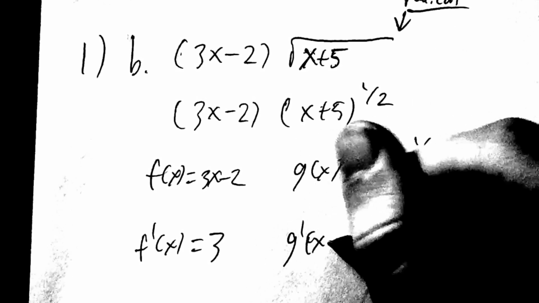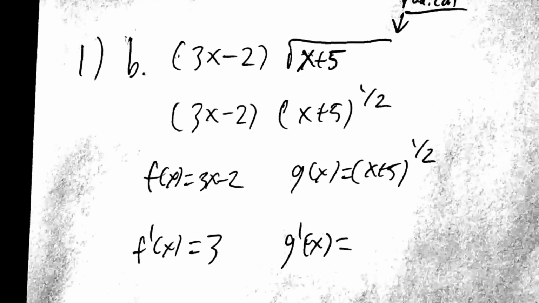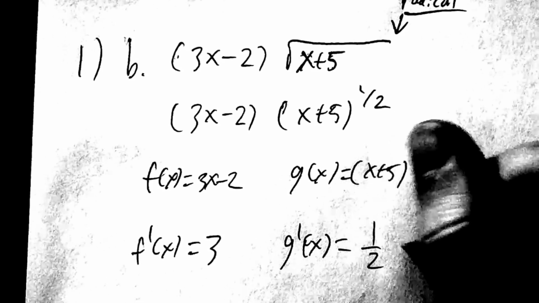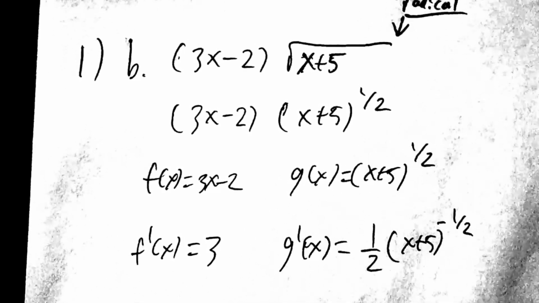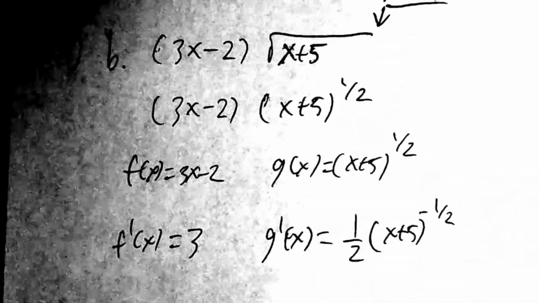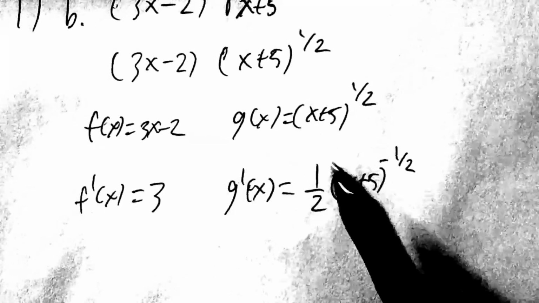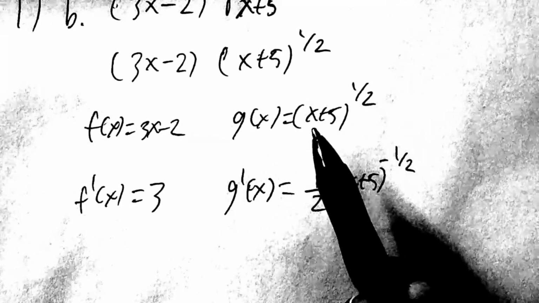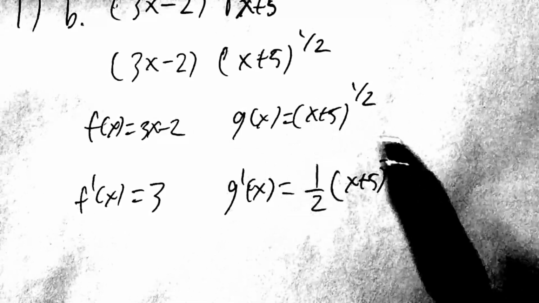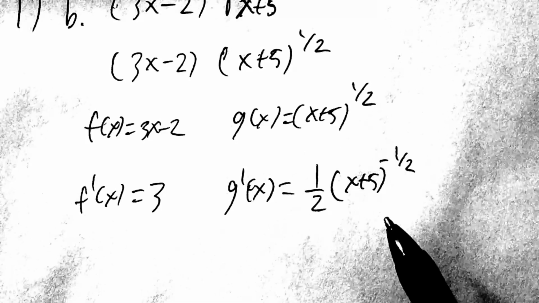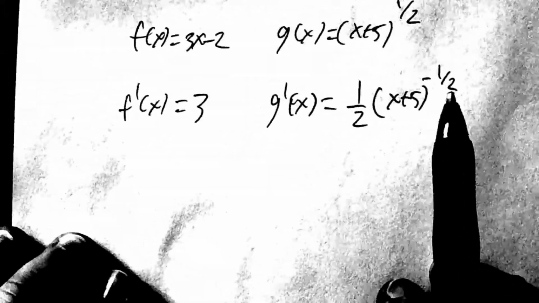Derivative equals 1/2 x plus 5 to the negative 1/2. And you might think, oh, this is chain rule because we have a function inside another function. But notice that the derivative of the inside of this is 1, so it's not going to change anything here. Okay, and then we put it all together.